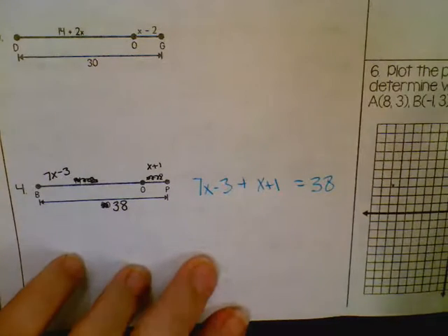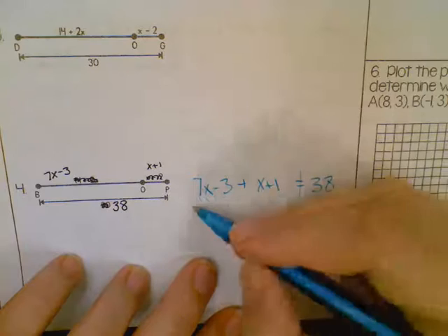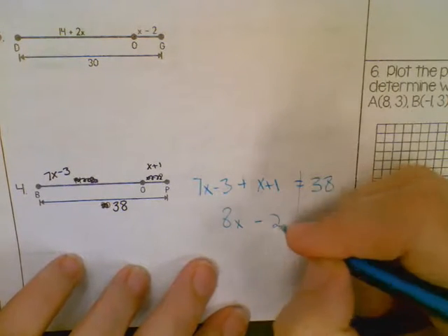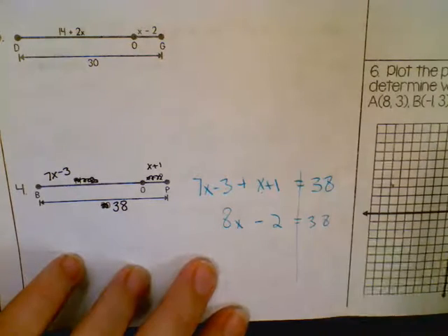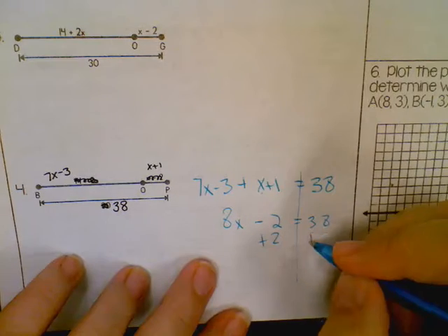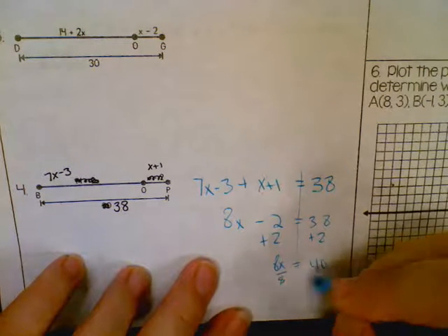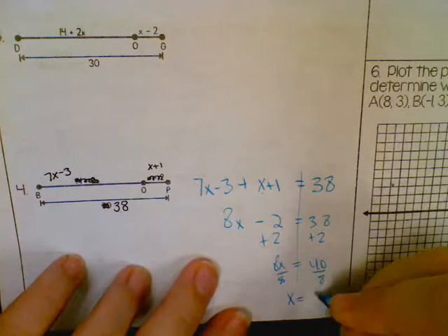So now we'll combine like terms. So remember, our x is on this side. We have 8x. Negative 3 plus 1 is negative 2 equals 38. So inverse operations. So 8x equals 40. And then divide by 8. So x is 5.